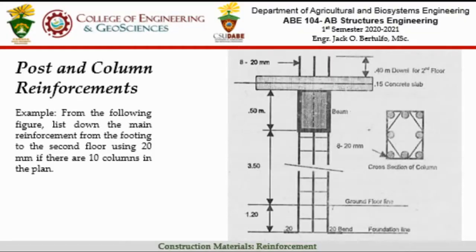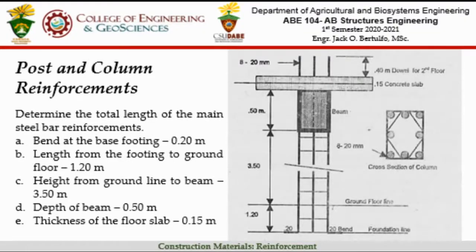Okay, so back to the estimate. Let's calculate this. We start with direct counting. So direct counting, this is how you do it. Let's start with the bend. You have 0.2 meter. We will only consider one bar. So we have this bend of 0.20 meter. Then you have this length up to here, from the footing to the ground. So you have 1.2. Then the height from the ground line to the beam is 3.5.